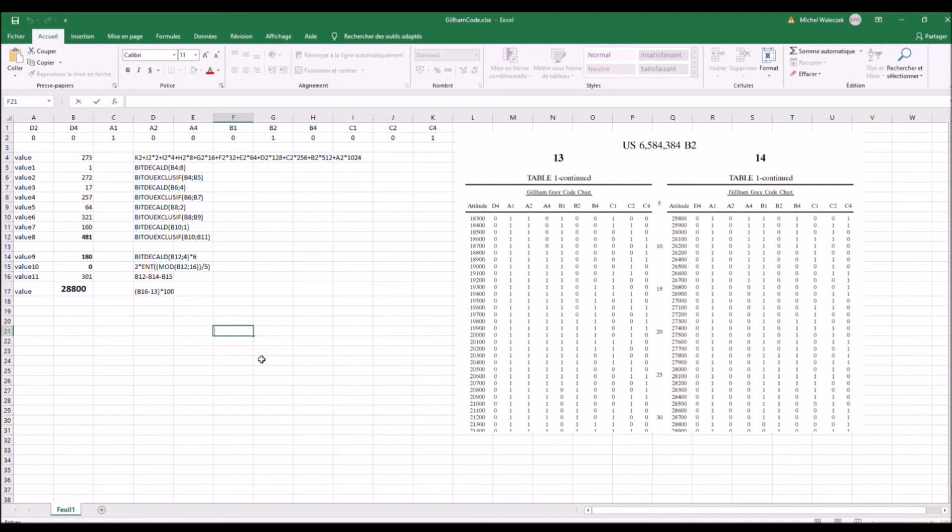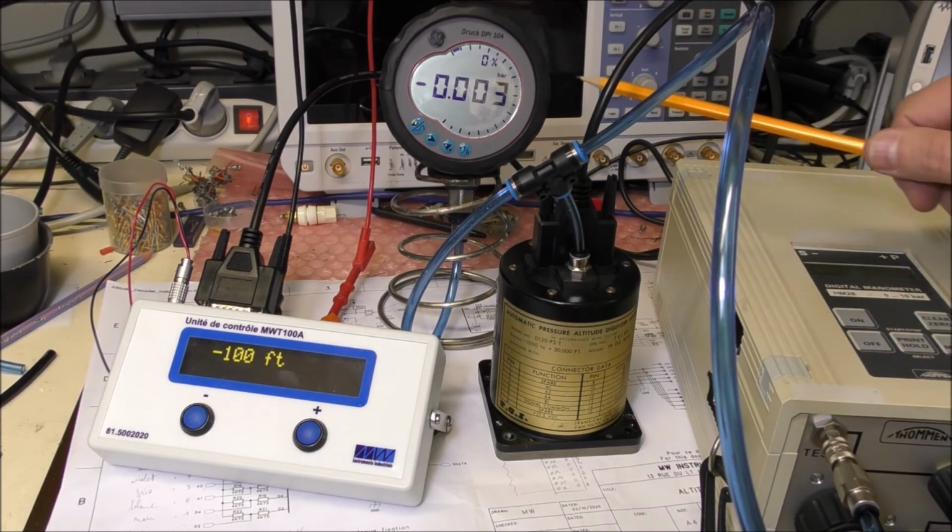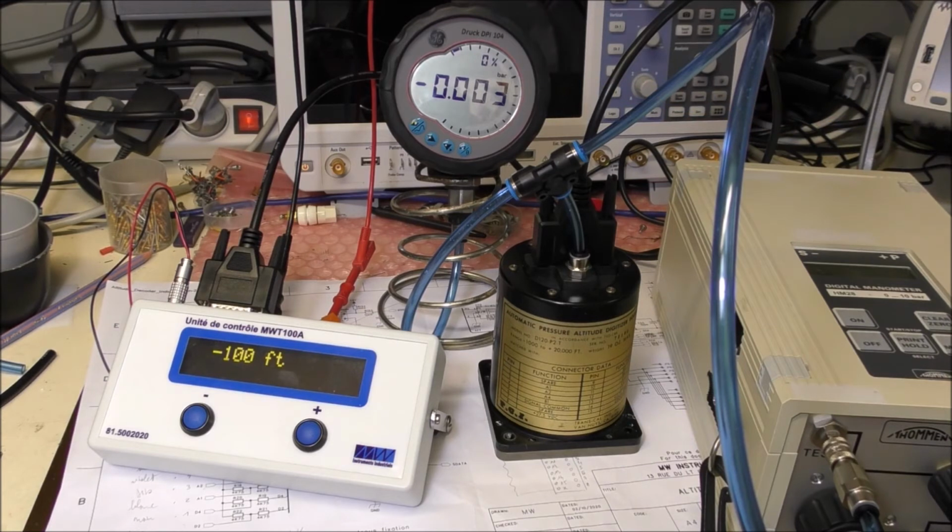So we'll implement this function in C language into the microcontroller, and after that it will be possible to test some encoding altimeters. So I have connected the indicator to the altitude digitizer here. The input of the digitizer is connected to the air pressure generator here, and the pressure is monitored by this manometer here. So we can see that for null pressure we have an altitude of minus 100 feet.